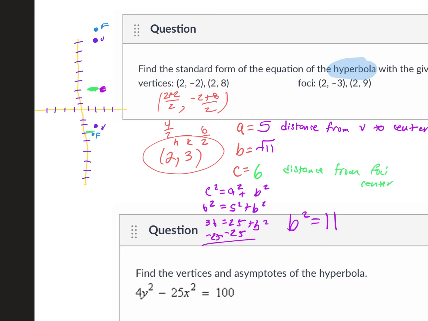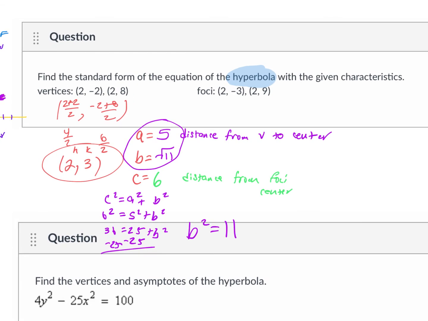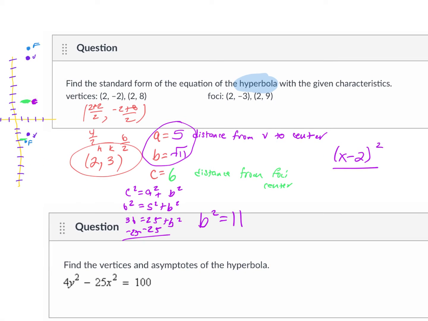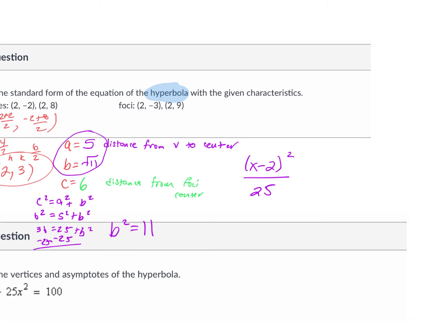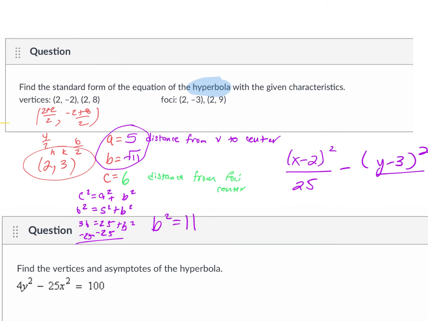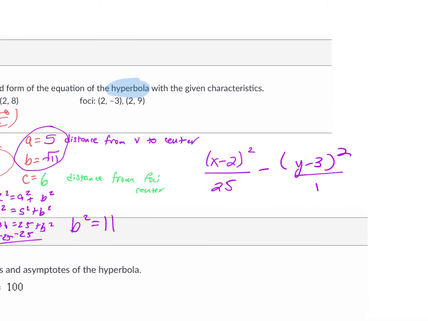Now we have all the stuff we need. We needed our center, and we needed our A value and our B value to write our equation of our hyperbola. So we can do that. We can say x minus 2, that's the h part, over what? Yep. 5 squared is 25. Good. Minus y minus 3 squared over 11 equals 1. Good.